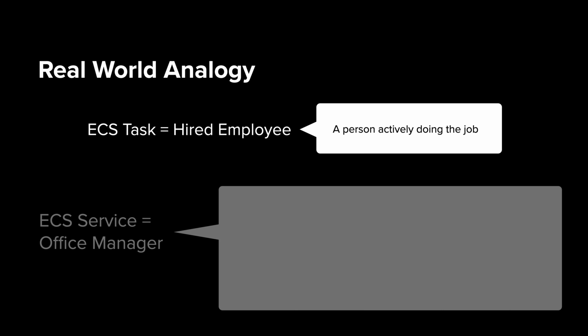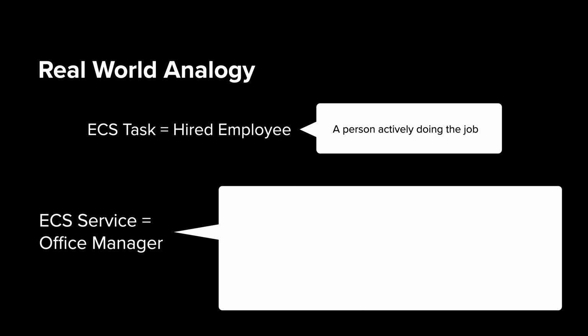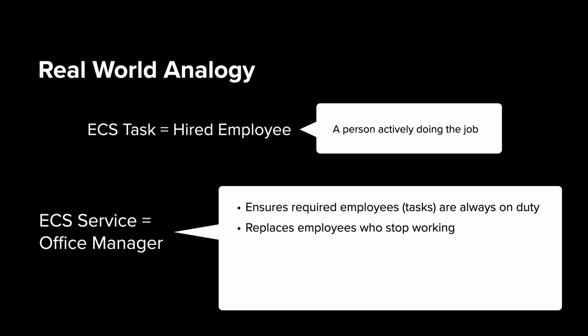To better understand ECS service, let's stick with our office analogy. As we discussed earlier, if an ECS task is like an employee doing the job, then the ECS service is like the manager, making sure tasks are running, managing them, and keeping everything running smoothly. The manager's first responsibility is to ensure the right number of employees are always present and working. If someone quits, the manager finds a replacement immediately, just like ECS replaces failed or stopped tasks automatically.